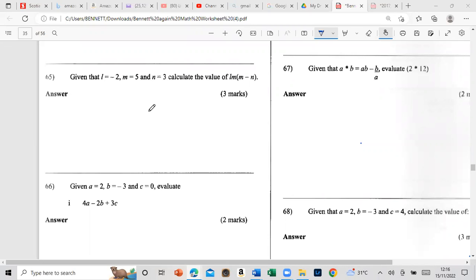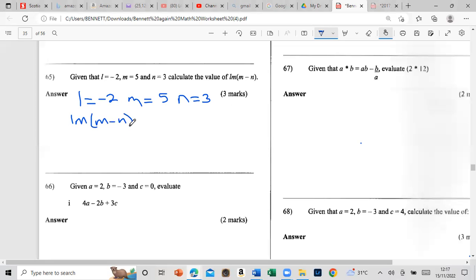Alright, let's go. So it says, given that L is equal to -2, M is equal to 5, and N is equal to 3, calculate the value of LM bracket M minus N, and that is worth 3 marks. So let's go. L is equal to -2, M equal 5, and that's rewriting it, and N equal 3. And they ask us to find LM bracket M minus N.